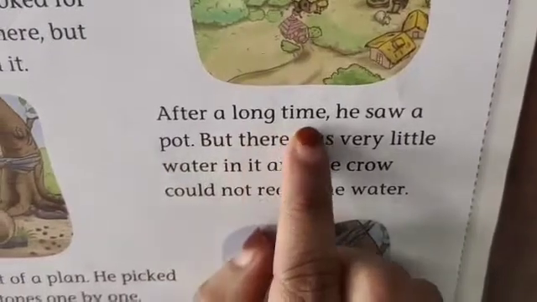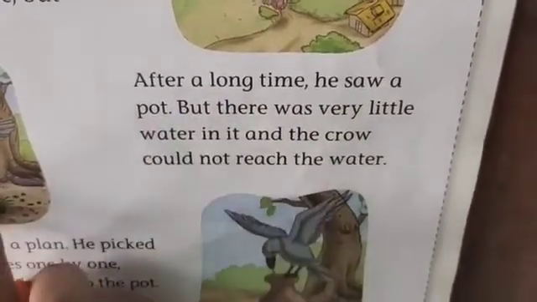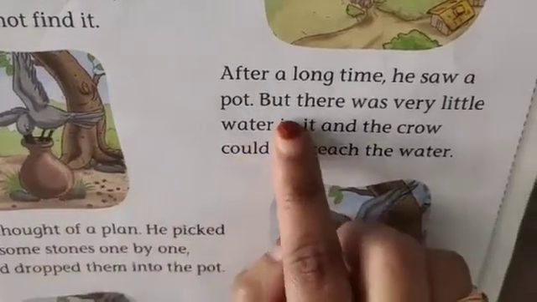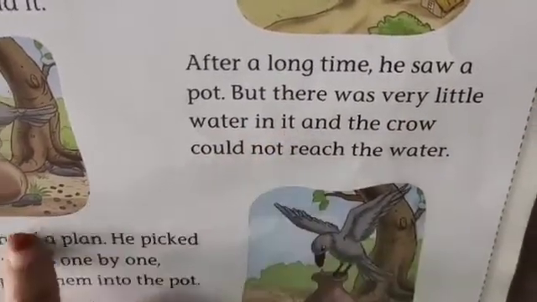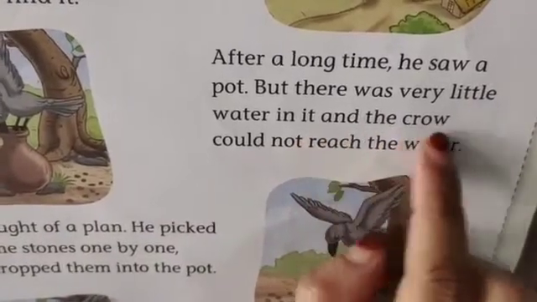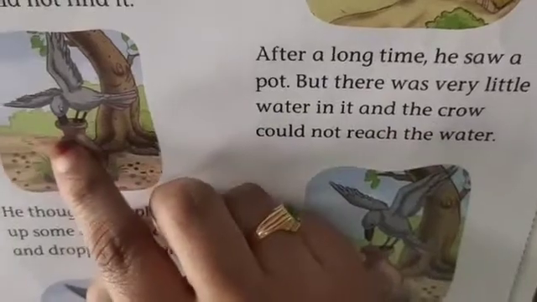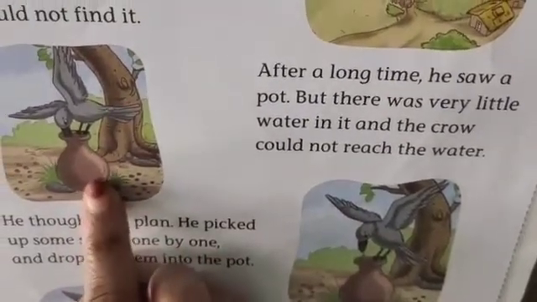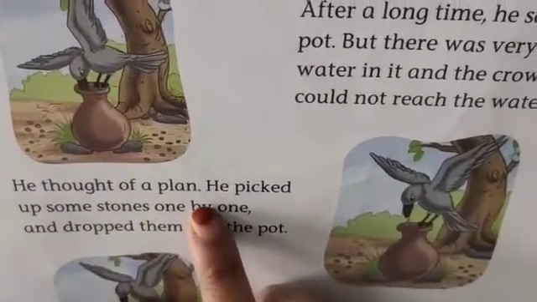After a long time, he saw a pot. Can you see a pot over here? But there was very little water in it. And the crow could not reach the water. He is bending also, he cannot reach the water because the water is very little. He thought of a plan.